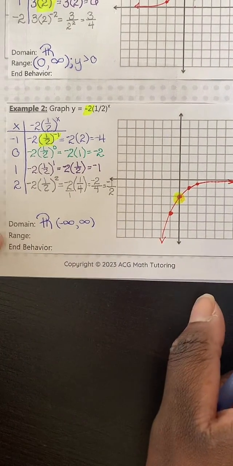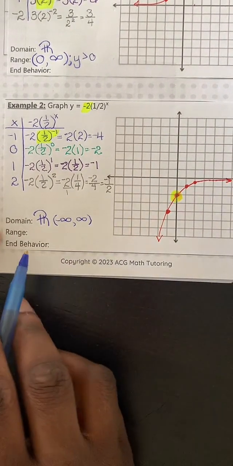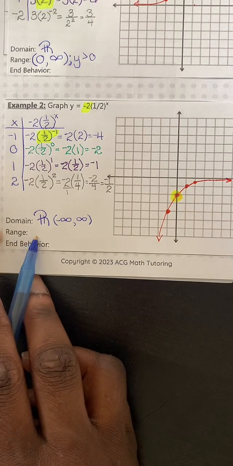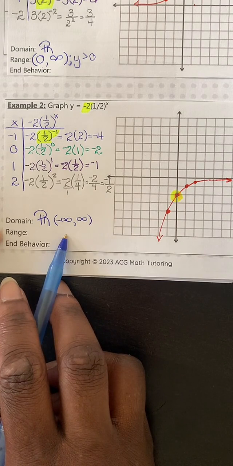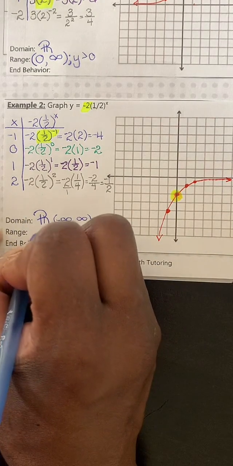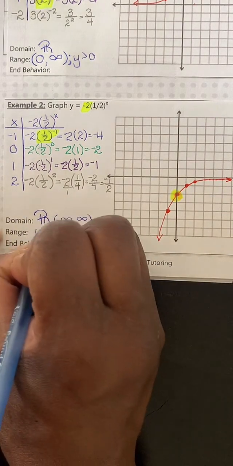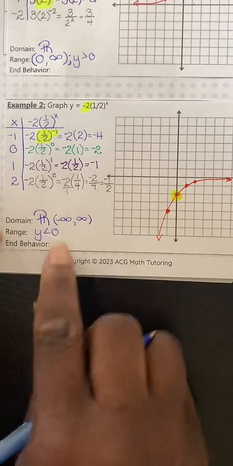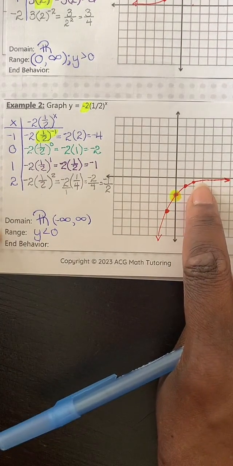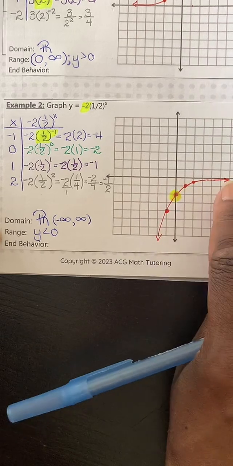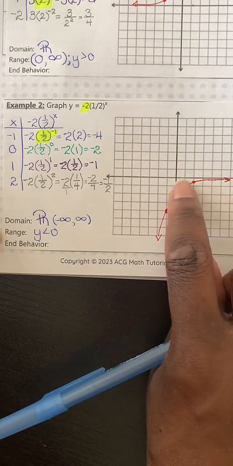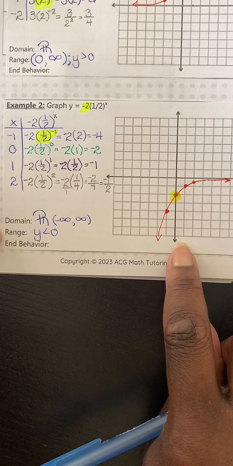If you're going to write out your range, it's not going to be 0, negative infinity. We could write it out as y is less than 0. It's not going to be equal to, because it's not going to equal 0. It's going to get as close as it can. It gives you a reference point of what 0 is, but it's dealing with numbers that are less than.